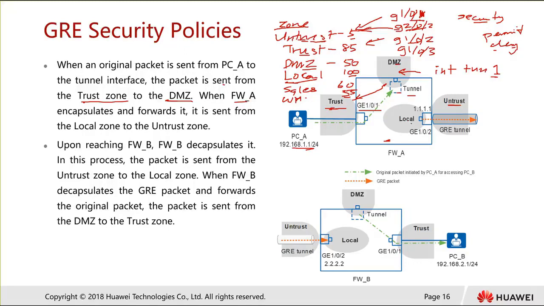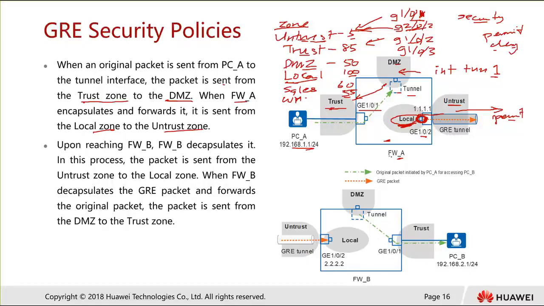The answer is surprisingly local, because this is the tunnel endpoint. This is the endpoint of the tunnel, or maybe you can call it the starting point. It depends on which direction you are looking from. If I'm looking from the firewall A point of view, I want to send out this packet, which is encapsulated with GRE, the IP header that we saw in the previous slide. So this is actually the starting point. So we configure local, the firewall itself, as the source. In this example, this is the local zone, and towards the untrust zone, we should create a policy to permit.